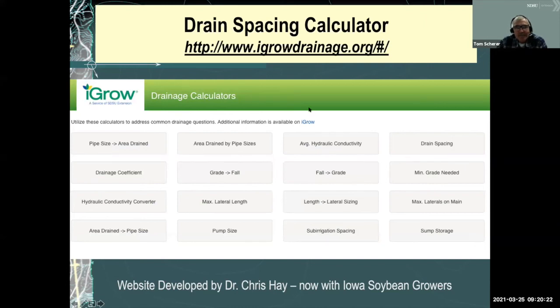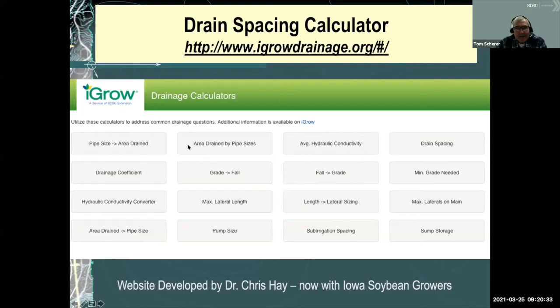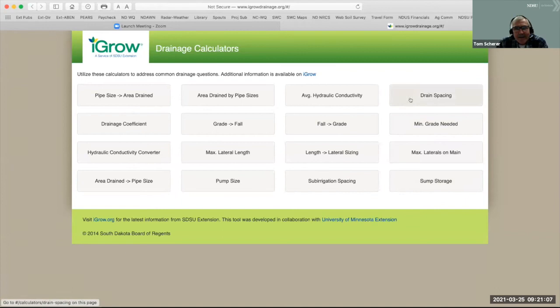But I'm gonna stop sharing and actually go there, and we'll look at this, the actual website. So if you see, you got drain spacing, you can average hydraulic conductivity if you got two different ones, like I showed you in the one soil earlier. So let's go to the drain spacing.